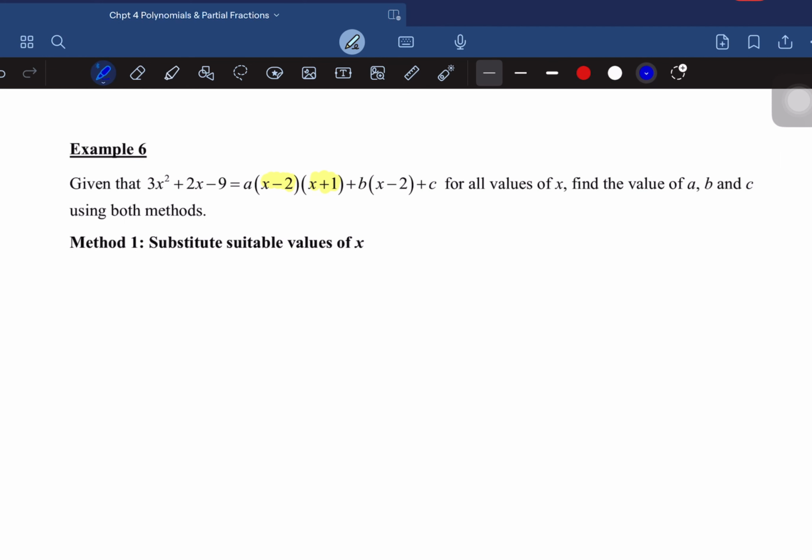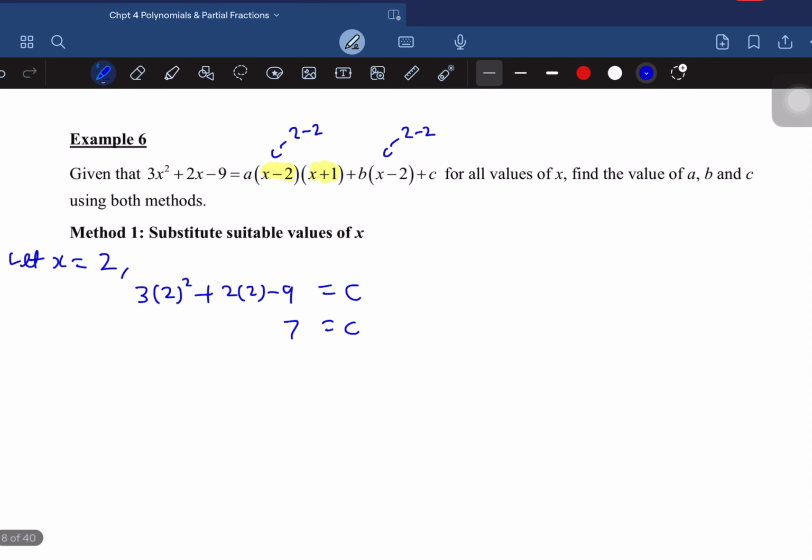So let's try. Let x equals to 2, because when x equals to 2, here will be 2 minus 2, it will be 0. If it's 0, my a will be gone. And if here is x equals to 2, 2 minus 2 equals to 0, my b also will be gone. So I'm left with 1 unknown. Then yes, we are in the correct direction. So 3 bracket 2 square plus 2 bracket 2 minus 9. A gone, b gone, so equals to c. So very nice. My c value equals to 7.